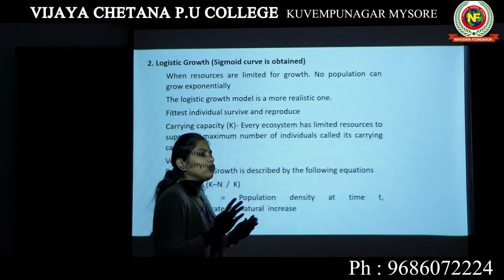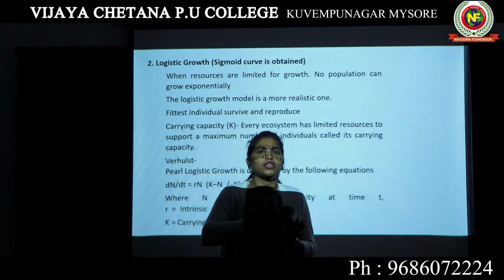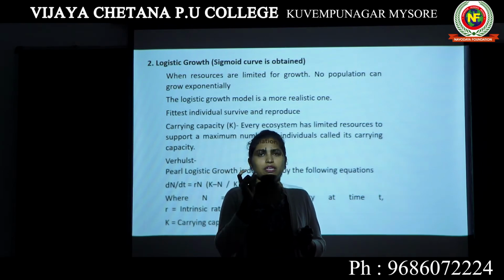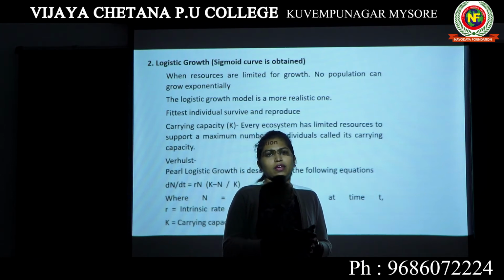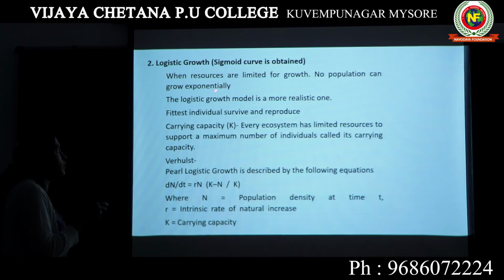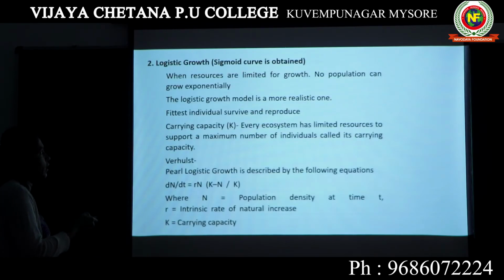That means when resources are unlimited, any population will grow exponentially. But when resources are limited, no population can grow enormously or unlimitedly. When you are giving only a limited resource, no population can grow exponentially. So this is a more realistic one. The logistic growth model is a more realistic one. This is the real type of growth that happens in any ecosystem.